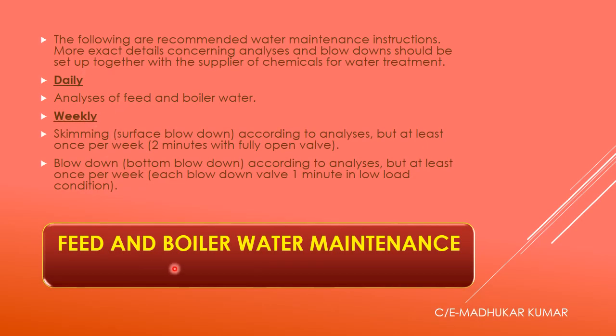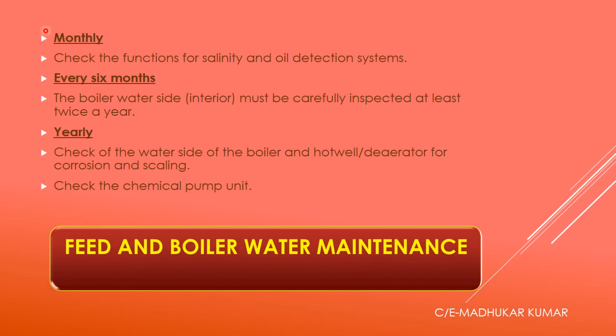Okay. For the feed water maintenance, you can see daily we have to analyze the feed water and the boiler water. In case of tankers, I told you it is very much required, because if you miss one day, the results can go haywire. The chemical control will not be there, so you have to do it on a daily basis. But on the dry fleet, a weekly basis. Weekly skimming surface blowdowns according to analysis, but at least once per week, 2 minutes with full valve open. This is the direction. So there are two types of blowdown: surface blowdown and the bottom blowdown. So bottom blowdown according to analysis, but at least once per week. Each blowdown valve 1 minute, low load condition.